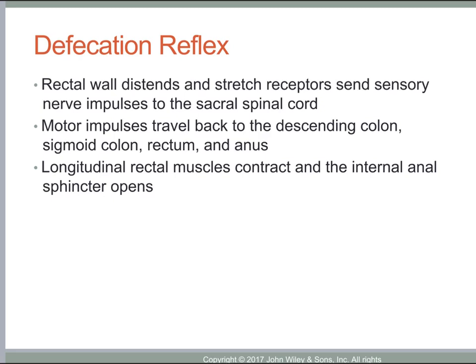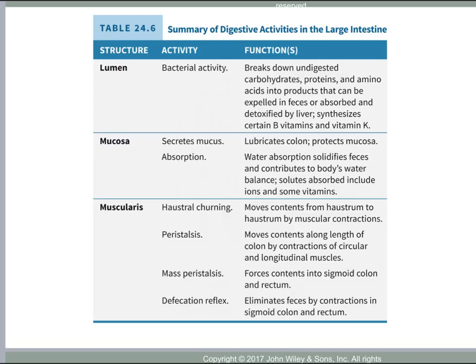Notice we are in the internal anal sphincter. We have not moved to the skeletal muscle of the external, so the internal anal sphincter opens first. And then when you get to a toilet, you will then control the external anal sphincter and release those contents into your toilet. Table 24.6 summarizes the digestive activities that occur within the large intestine.